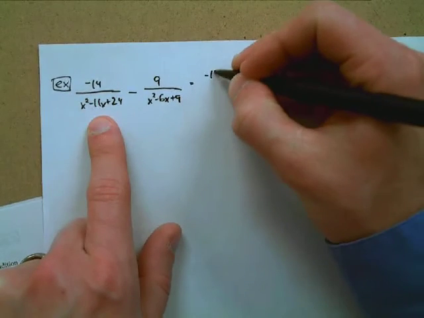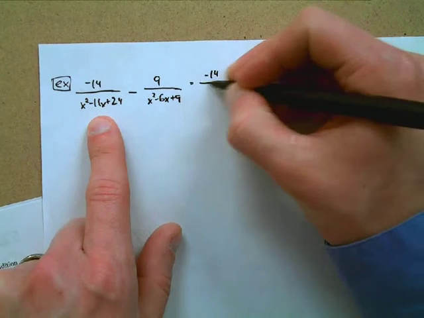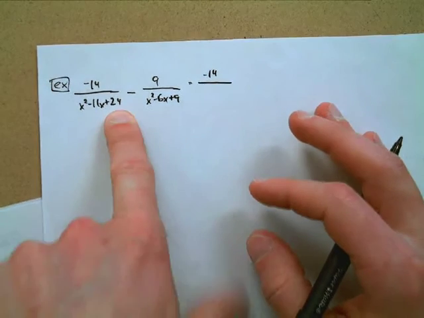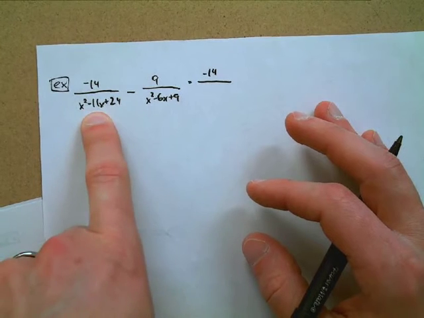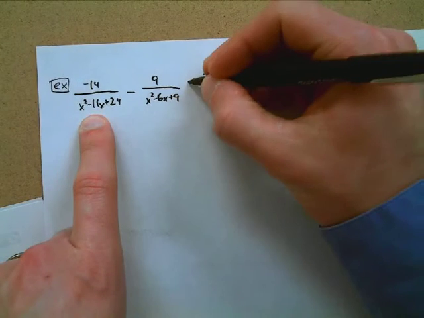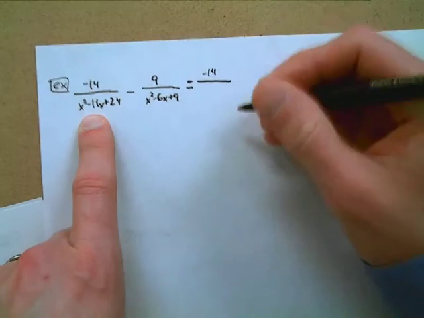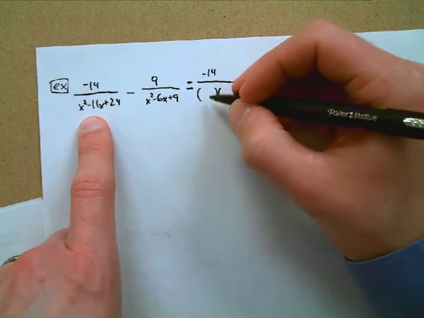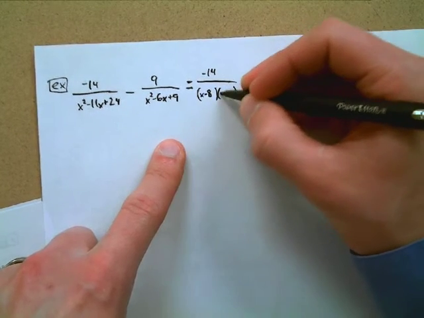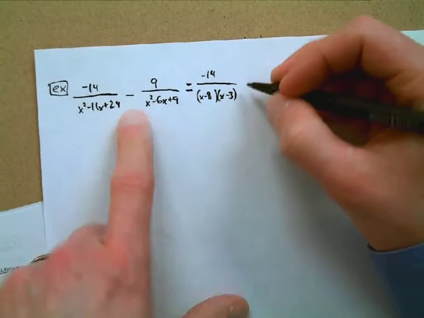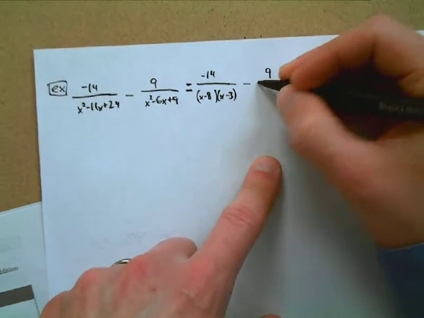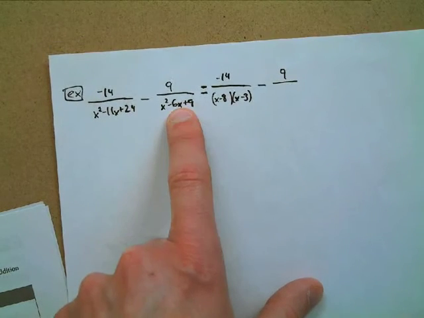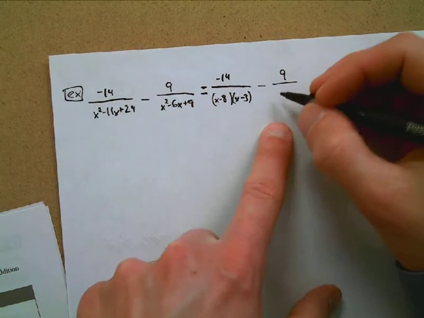You'll still need to remember how to factor quadratics here, folks. In this case, we need two numbers that multiply to make positive 24 but add to make negative 11. Negative 8 and negative 3. And then we'll subtract. And now we need two numbers that multiply to make positive 9 but add to make negative 6. Negative 3 and negative 3.